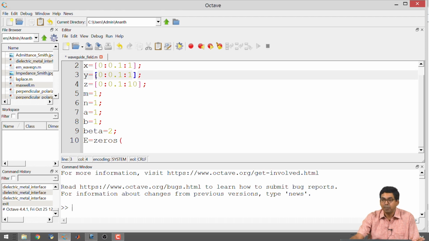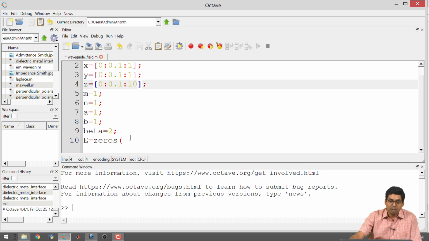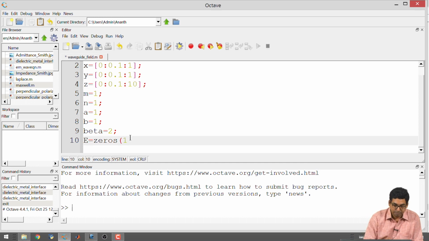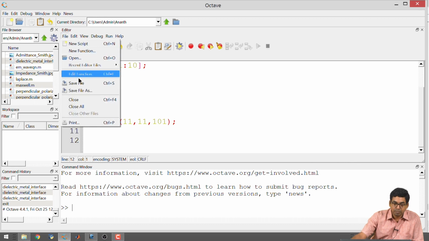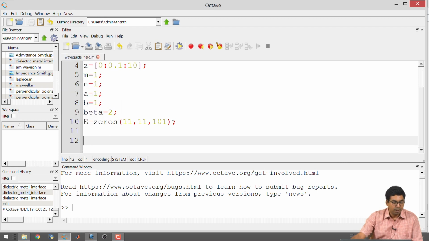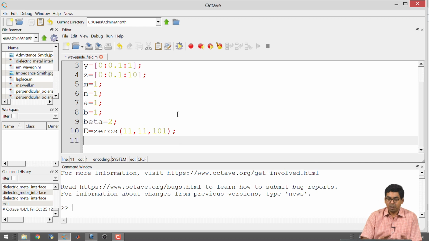Similarly, in the y direction I will have 11, and in the z direction I will have 101. Now, I am not going to write a very efficient code or anything like that. I am going to write as simple code as possible to do this.